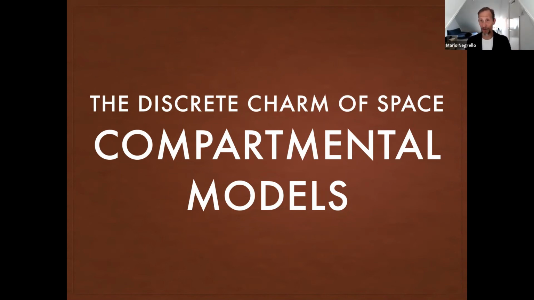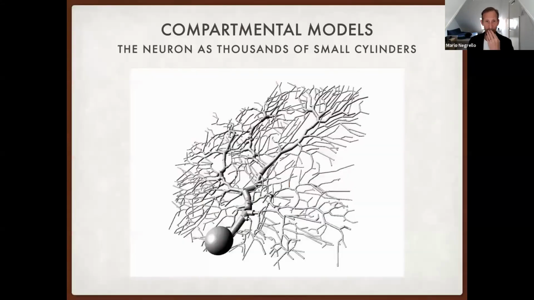And also I'm going to give you a couple of empirical results of using compartmental models instead of what are called single compartment models. So the Hodgkin Huxley original is a single compartment model. We can easily extend it into a multi-compartmental model. So in the compartmental model, we see the neuron as thousands of small cylinders.